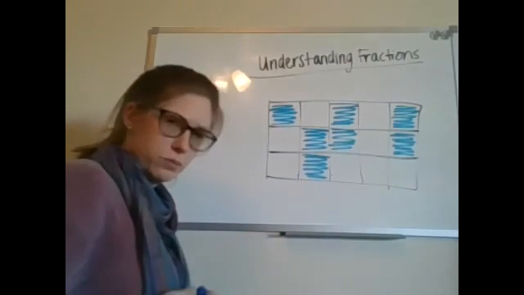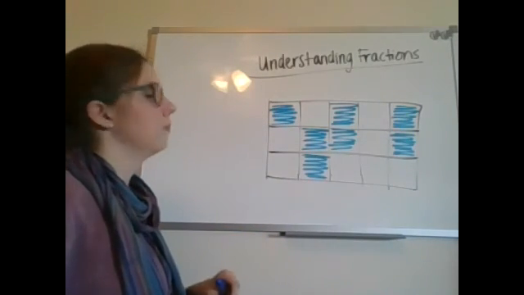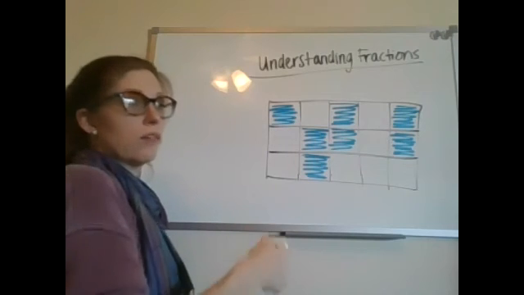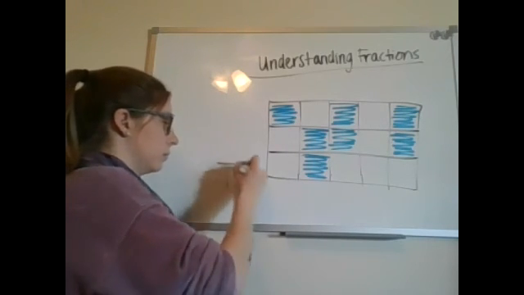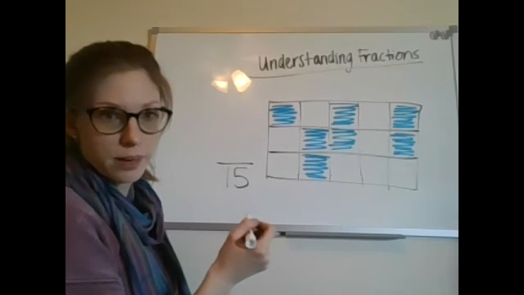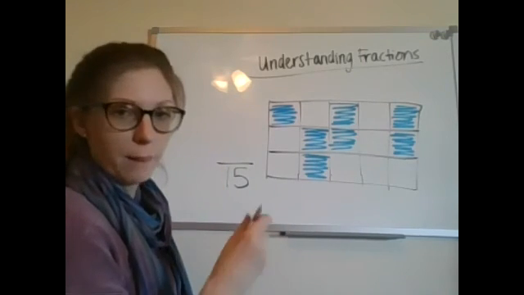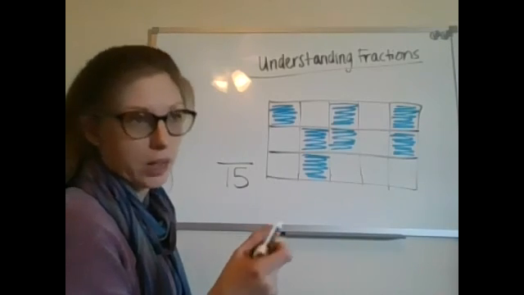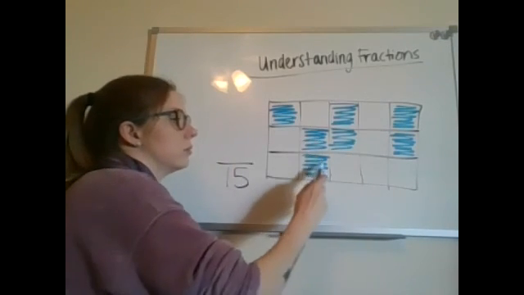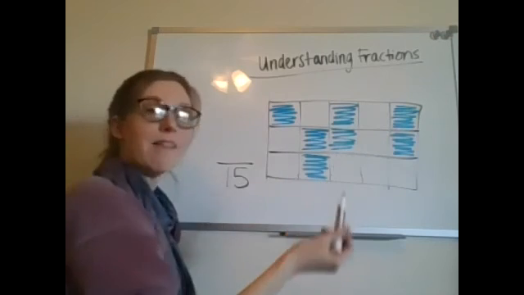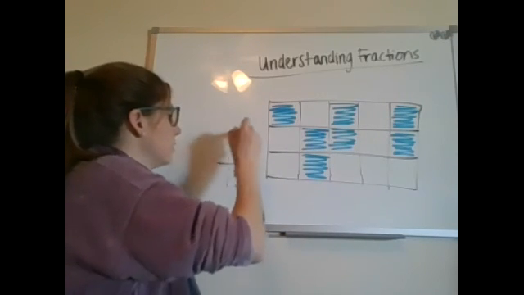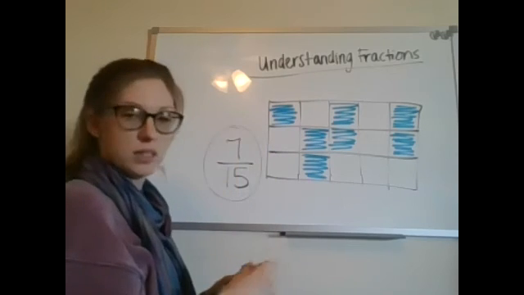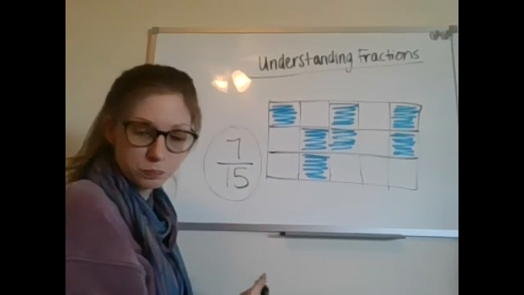All right, so again, how many pieces are on here? 15. So if you already know the total amount of pieces, that's your denominator. Go ahead and write that below a fraction bar. Now, how many boxes of this shape did I color in? 1, 2, 3, 4, 5, 6, 7. So guess what? That's your numerator. So the fraction for this would be 7 over 15.